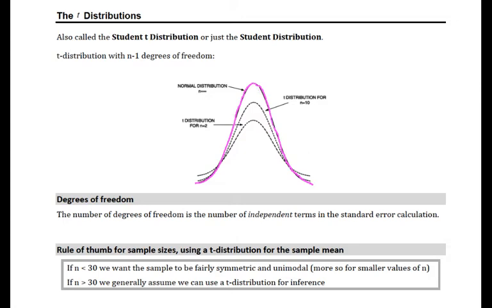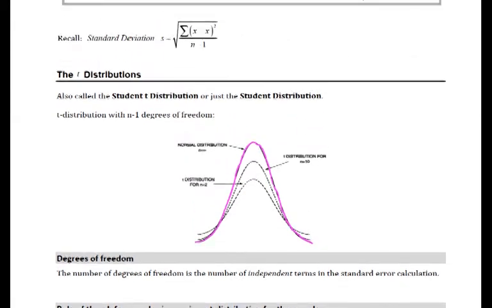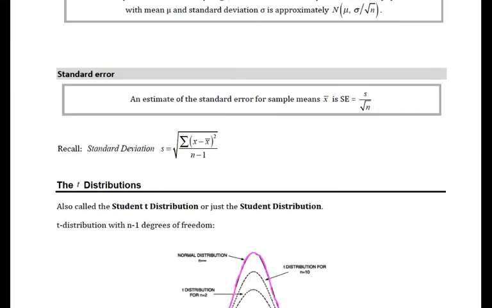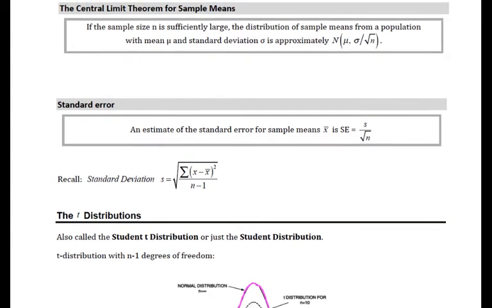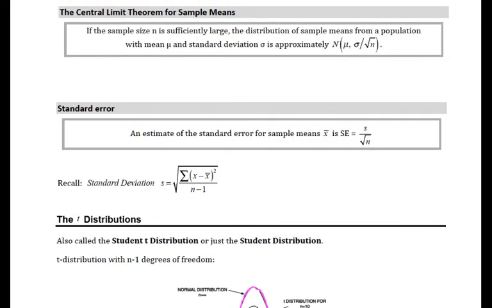To understand the t-distribution, we need to back up just a little bit to the central limit theorem again and the standard error formula that we use. So, looking at the central limit theorem, we see that the distribution of sample means for n sufficiently large is a normal distribution with mean mu and with standard deviation sigma over square root of n.